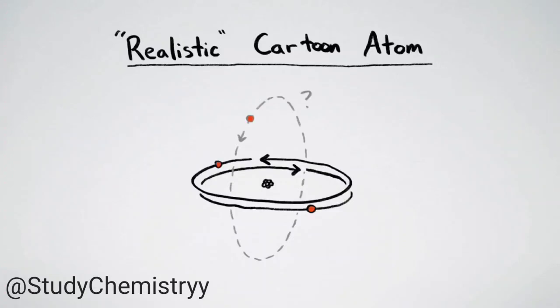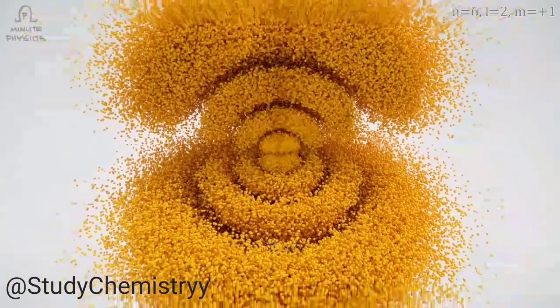And if you want, you can add an electron to each orbital, or 2 electrons, one oriented spin up and one spin down. This is a Minute Physics approved cartoon representation of an atom. But really, the beautiful 3D ones are where my heart is.